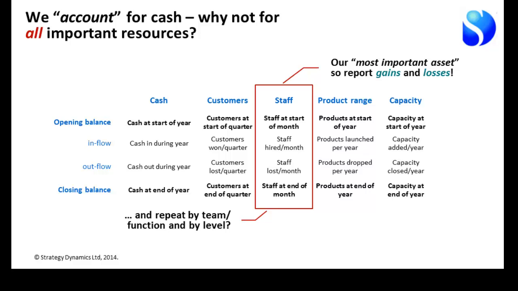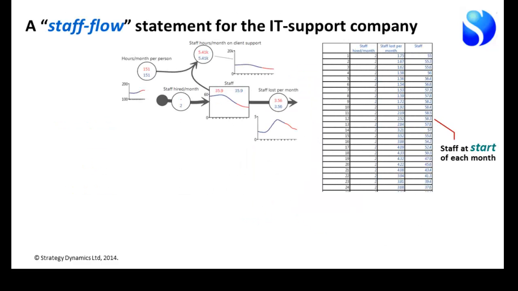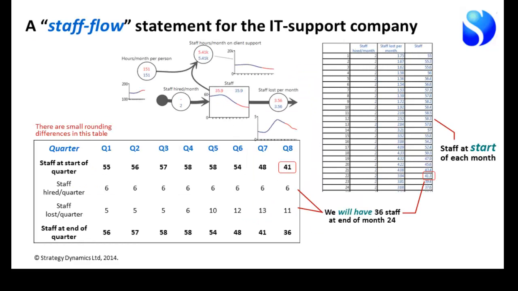So just one cash flow statement is okay, but you actually need lots of staff flow statements for each of the different kinds of people. So it'll be different for your R&D staff, for your sales staff, for your operations staff, right? And it's not just the number you need to report, it's also the quality of those people. So what's happened to the changes in experience? With that sales force, has the average experience gone up or down during that quarter? And why?